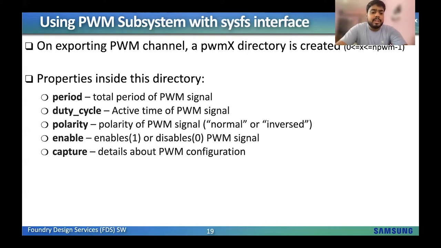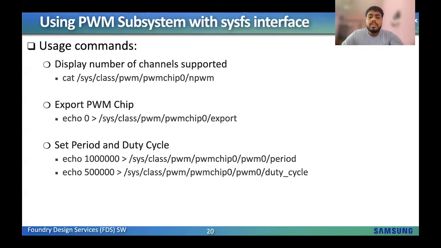Then there is a capture field, which helps us to get the details about PWM configuration. Whatever the current configuration of PWM is, it helps us to get that detail. This capture is again a read-only property. The value cannot be written via this. So now we will see how these commands are used from the user space. To get the number of channels supported, we write cat sys class pwm pwmchip0 npwm. This pwmchip0 can be variable, it can be 1, 2, 3.